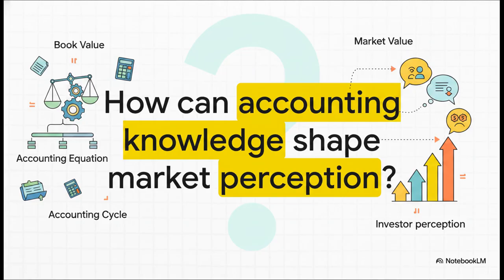And that brings us to the end of our explainer. But before we wrap, I want to leave you with a provocative thought. If book value is strictly dictated by the rigid, unbreakable rules of the accounting equation, but market value is driven wildly by external human emotion and perception, how can mastering these dry accounting cycles give you a massive competitive edge in the real world? Well, when you know exactly how the numbers are built from the ground up, you hold the power to shape the entire narrative of a company.